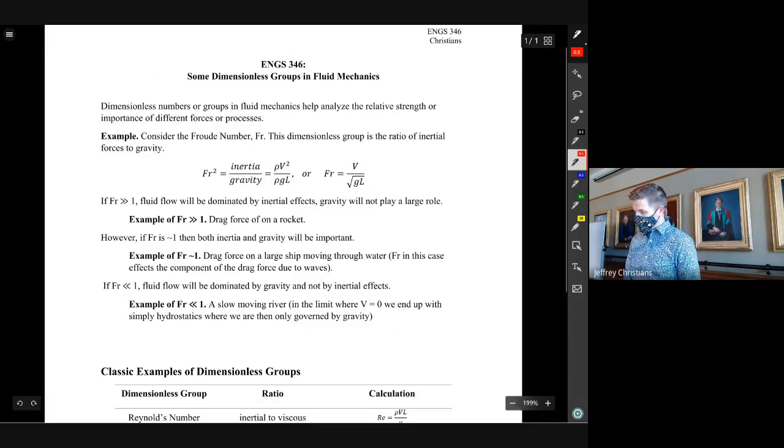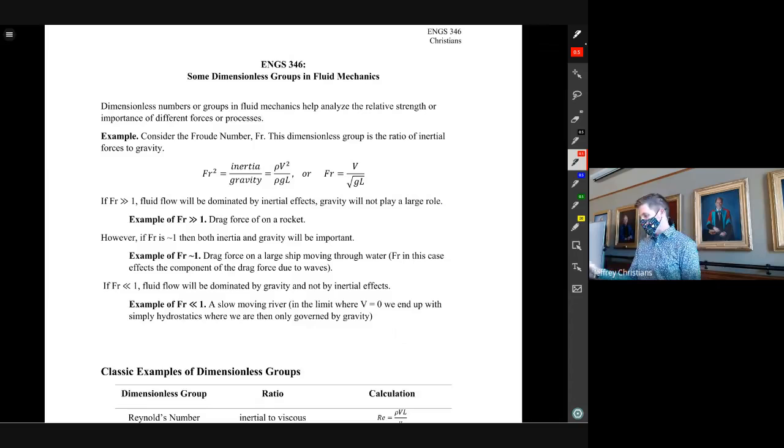Another example, Froude number way less than 1. That would be a flow where gravity is winning and inertial effects aren't really doing much. So a slow moving river, you can just look at gravity and you don't really have to consider velocity. The limit where velocity is 0 is just hydrostatics, where you're completely governed by gravity. And gravity is the only thing giving you pressure differences and the only thing influencing your fluid.